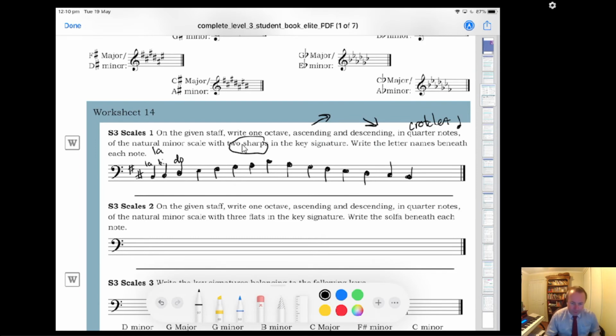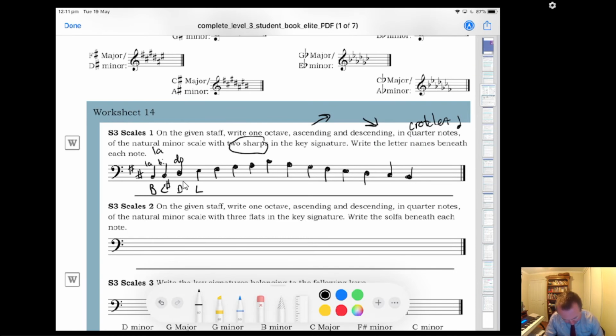Okay, final question. On the given staff, write the letter names beneath each note. So what did we say this note was? Well, in bass clef, good birds, B. What comes after B, a note higher, is C. Anything in the key signature for that? Oh yeah, the sharp's on the C, so it's C sharp.